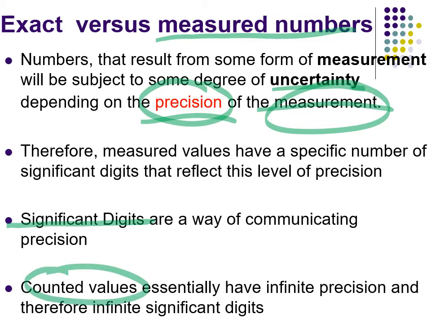Counted values, if you're just counting things, you're not actually measuring how many there are, you're simply counting them. And so counted numbers have an infinite amount of precision. They are exactly precise. So we don't have to worry about significant digits for counted values, but anytime we have a measured value, you do need to worry about proper significant digits.